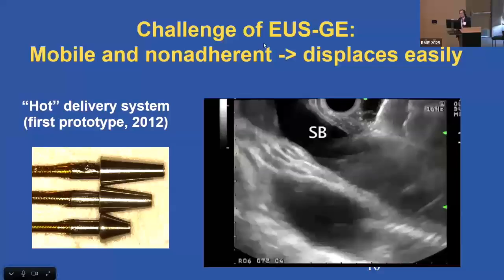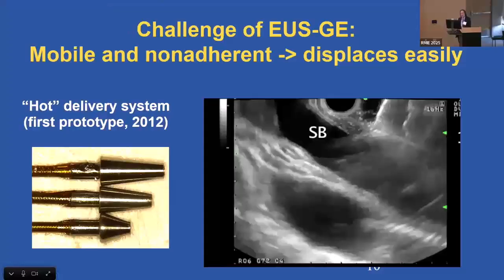But the challenge of creating an EUS gastroenterostomy was that we're dealing with an organ that is extremely mobile and non-adherent. There's vigorous peristalsis. It displaces easily. So we needed a one device delivery system. We couldn't use the Seldinger technique with guide wire and dilate the tract. By that time, the small bowel would have moved away from the gastric wall. So we needed a one device hot delivery system.